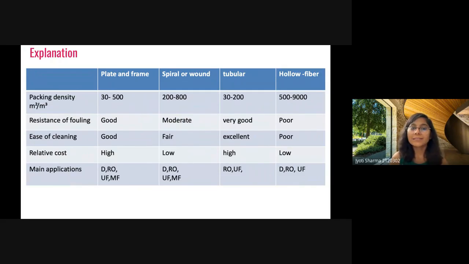But packing density is very high, that is 500 to 9000 meter square per meter cube. So that's how this is giving you higher density, but poor resistance of fouling and poor ease of cleaning. So that's how that D answer is the right one.